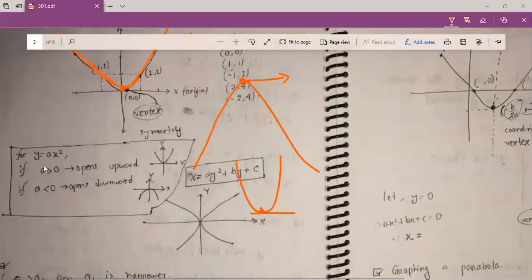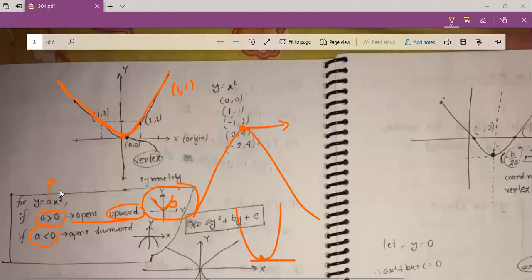So if the value of a is greater than 0, then it is upward, right? It will be like a cup. This parabola will be like a cup, I mean upward. And if the value of a is less than 0, where is the value of a?